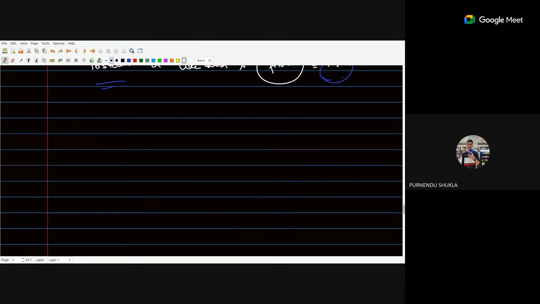I understood everything, but I didn't understand what individual n means there, because x is type 1 and n minus x is type 2. So if I say individual n, what does it mean?